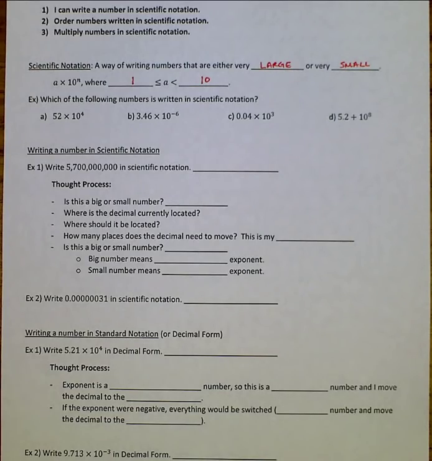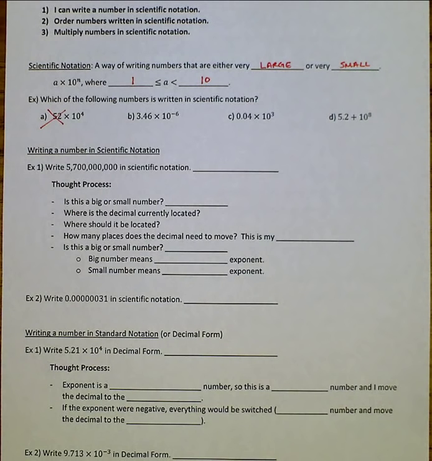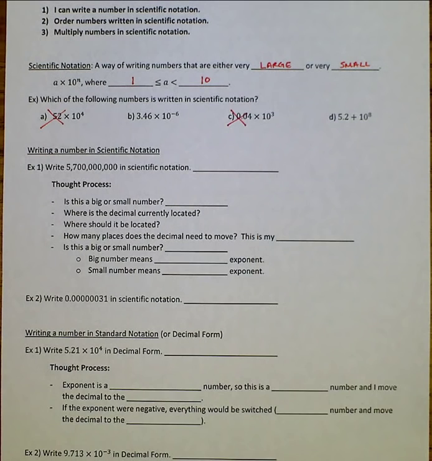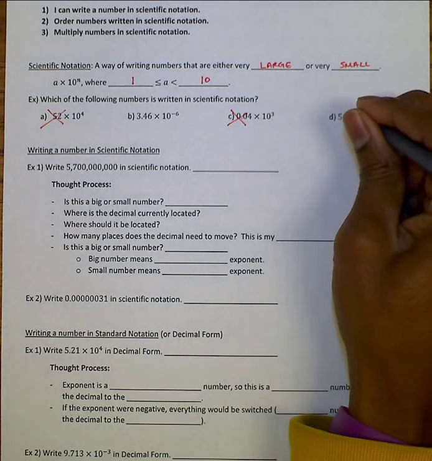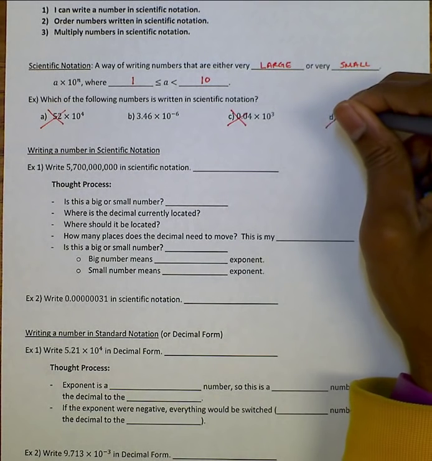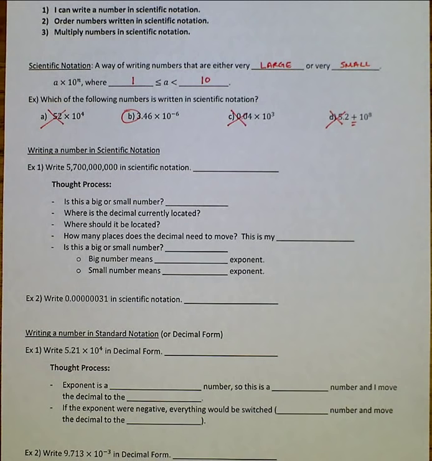Looking at that rule, a has to be greater than or equal to 1 and less than 10. So the first option can't be that, because 52 is greater than 10. 3.46 works because it's greater than or equal to 1 and less than 10. 0.04 is not greater than 1, so C cannot work. And D looks like it can work, but notice that for D it's addition, and scientific notation deals with multiplication only. So B is the only one that is written in scientific notation.